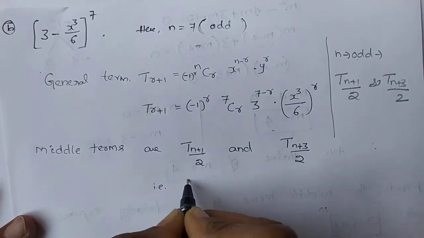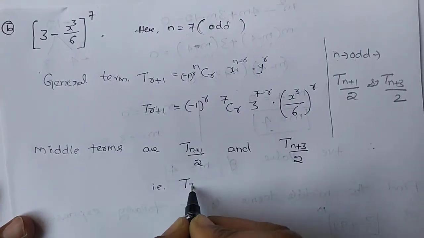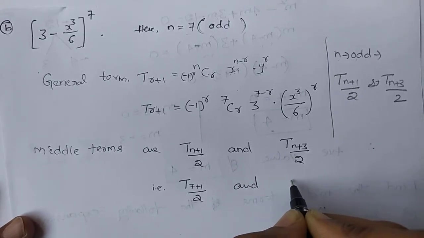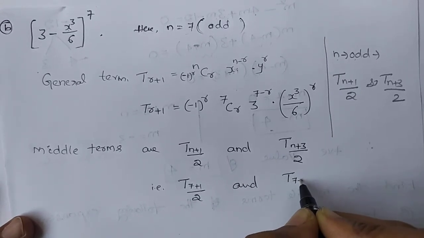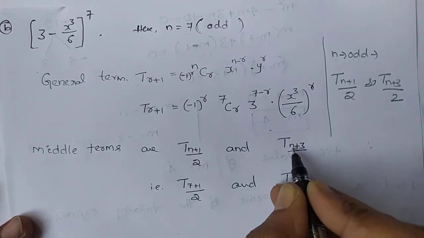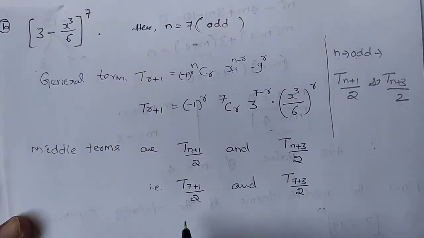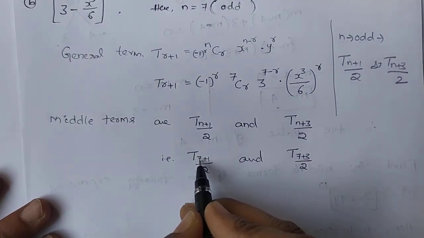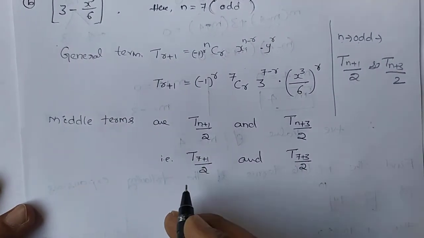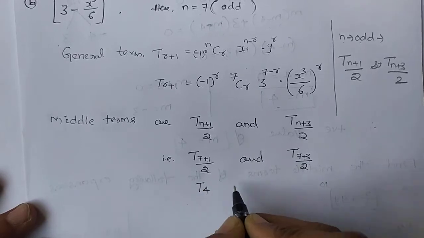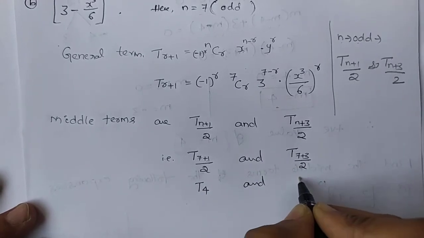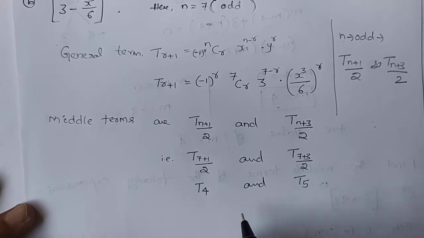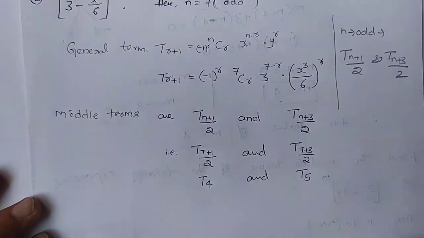So that is Tn, that is what? T(7+1)/2 and T(7+3)/2. Now you just simplify it. T(7+1)/2: 7 plus 1 is 8, 8 by 2 is 4, so T4. And T(7+3)/2: 7 plus 3 is 10, 10 by 2 is 5. T4 and T5 are the middle terms.